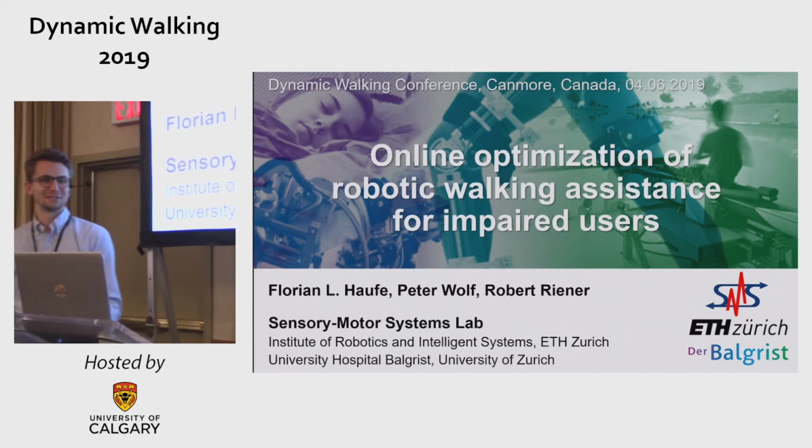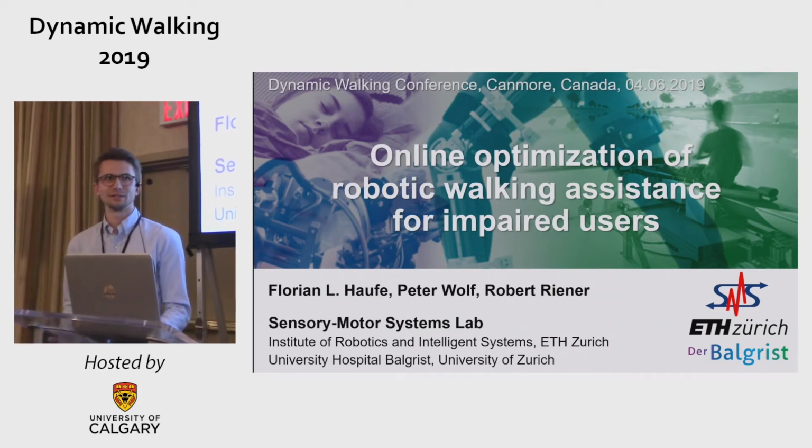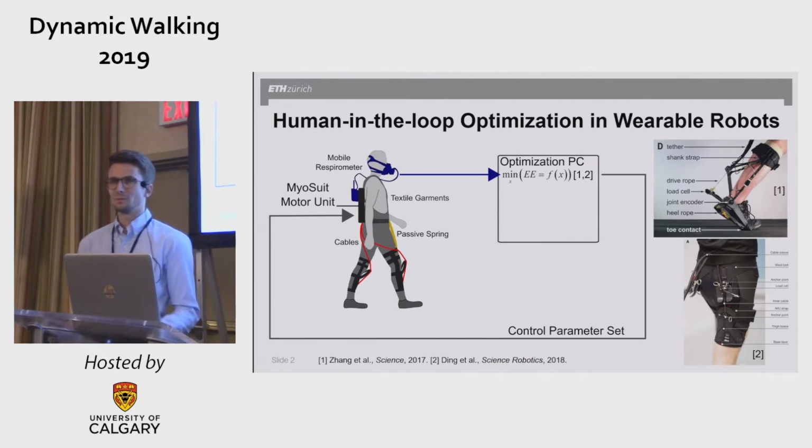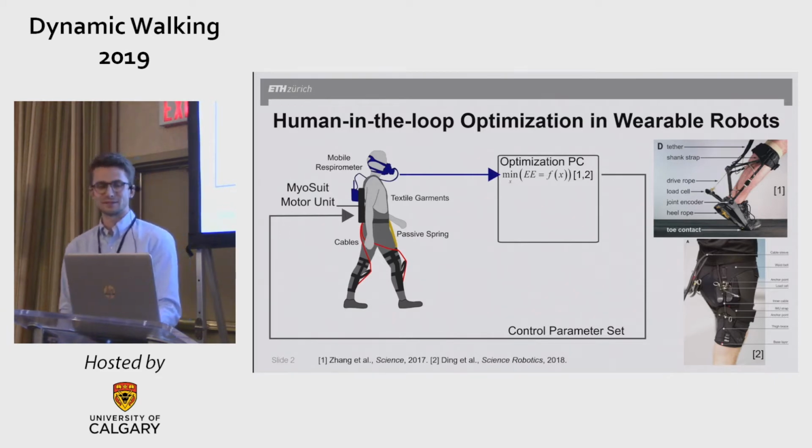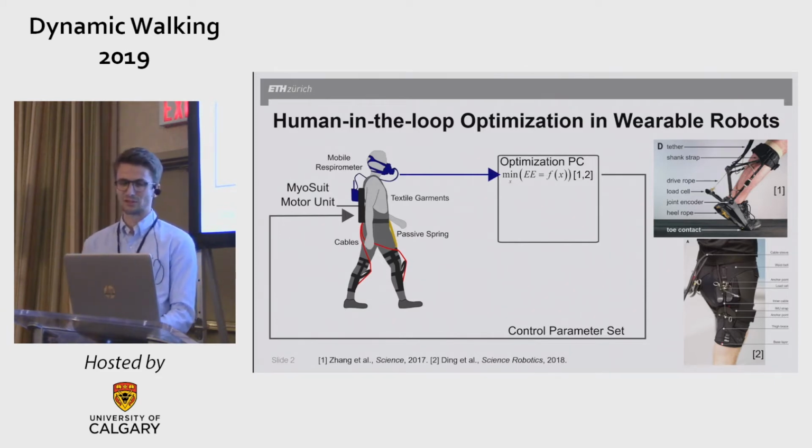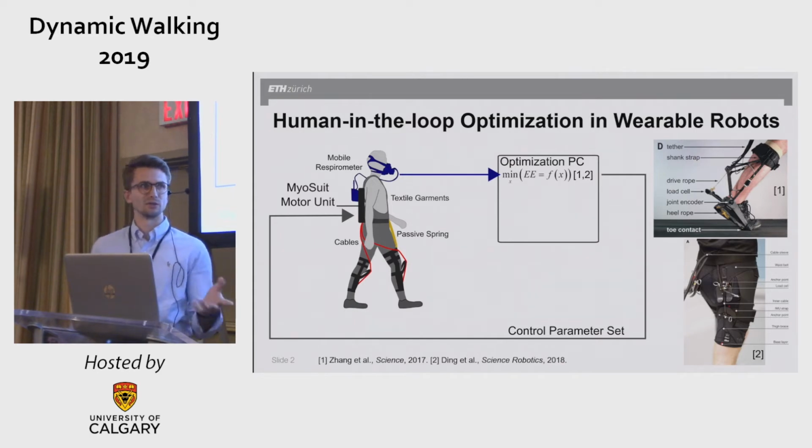So tonight I want to have a little chat about a project I recently started on the online optimization of robotic walking assistance for impaired users. And as you probably guessed, this is again about human-in-the-loop optimization. And we were really motivated by the interesting results that some of you guys achieved there. And what I found particularly interesting is the wealth of information that comes in that single physiological signal that is dependent on many interesting underlying processes during locomotion.